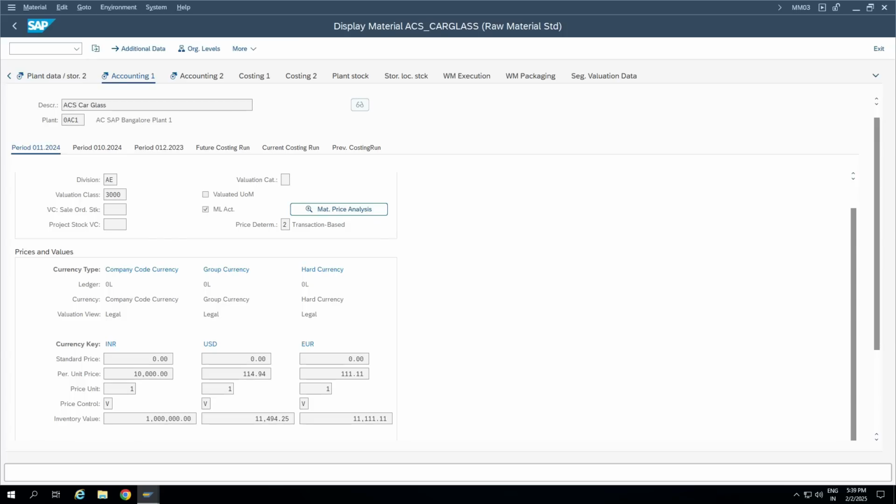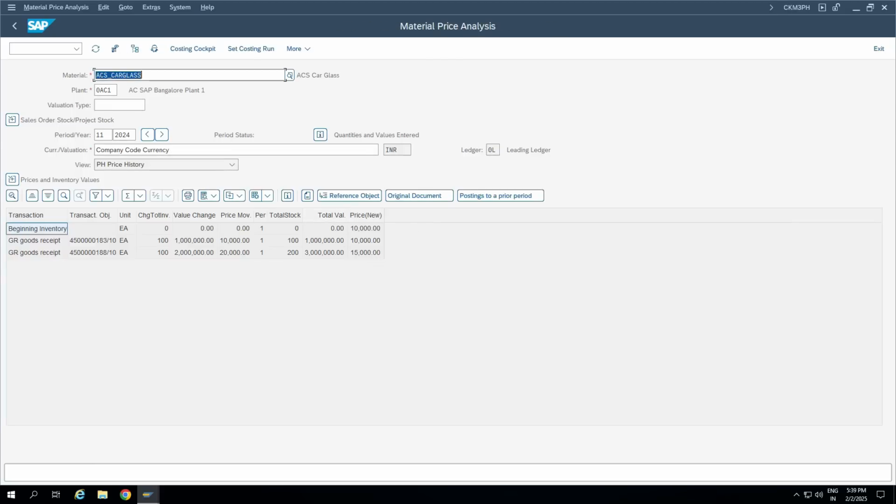So now let us go back to the material, and here I am going to the material price analysis. If you see, the first one is 100 units purchased at 10,000, and the total value is 1 million. And next, I have purchased 200 units at 20,000.